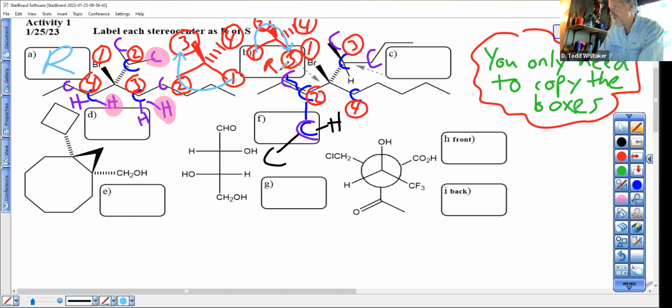So we're going to leave it at that. And now we're going over to here, and we have to do it all over again for this stereocenter. And I'm going to do 4 for the H. I'm going to do it in a different color, maybe blue. 4 for the H. The C with the Br is 1. The C that's a CH3 will be 3.